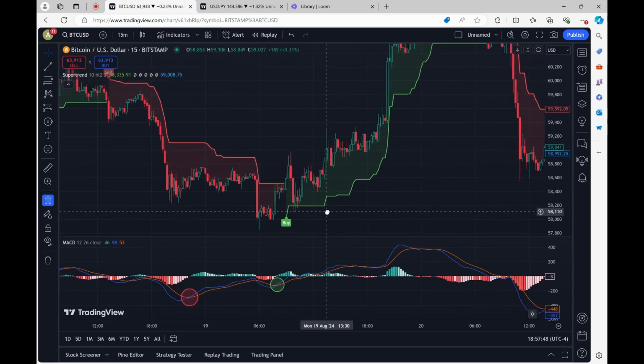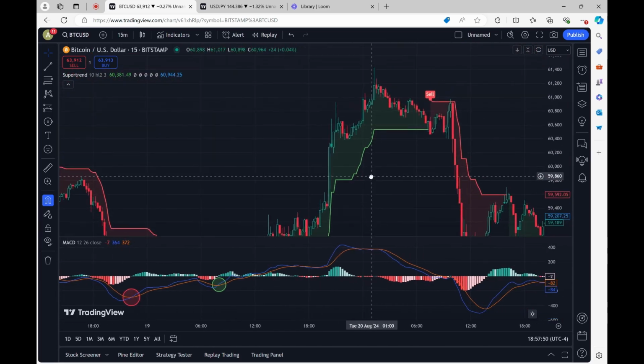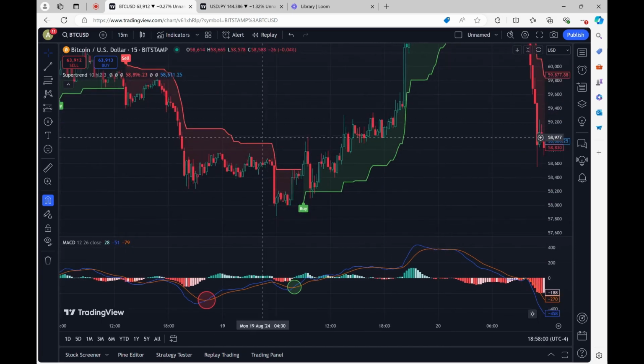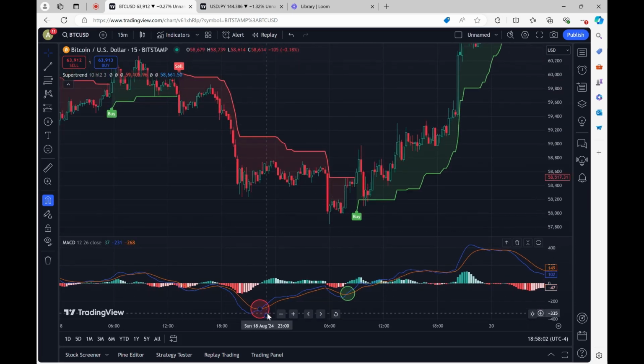Now we see the price actually go up and jump all the way up to here. And about here is when the MACD crosses back over. So we'd sell around here, and that's a pretty big profit off of that trade, while also avoiding a losing trade over here.